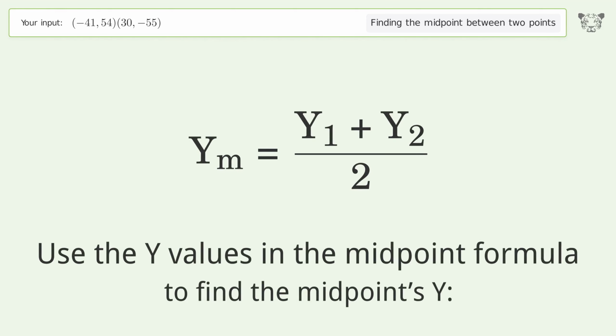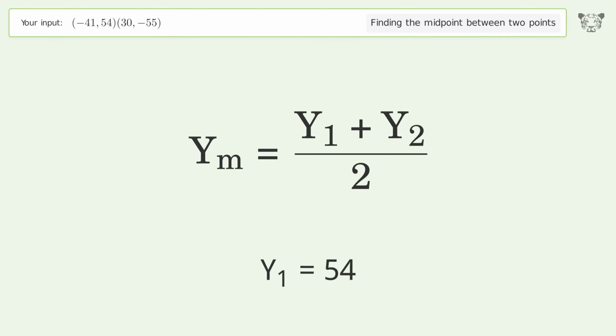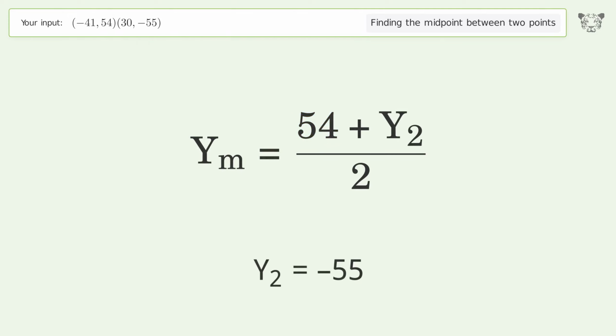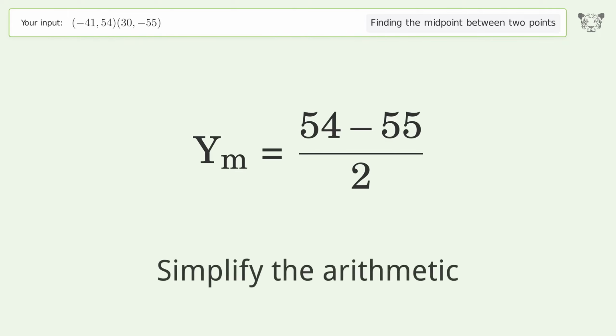Use the y values in the midpoint formula to find the midpoint's y. y1 equals 54. y2 equals -55. Simplify the arithmetic.